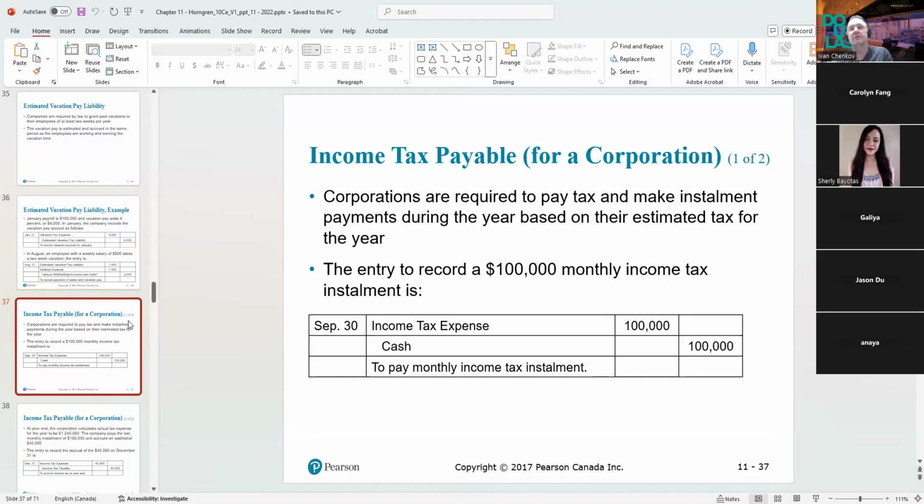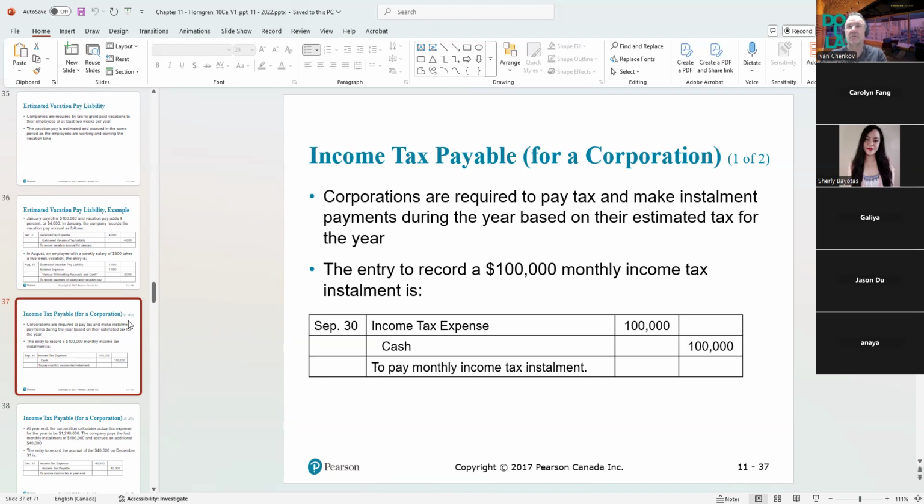Let's see the income tax payable. Now, with the income tax payable, let's finish this, and that's where I'm going to stop. So every corporation is required to make installments based on the estimated taxes from the previous year. Only in the first year of operations, the corporation doesn't have to make installments.